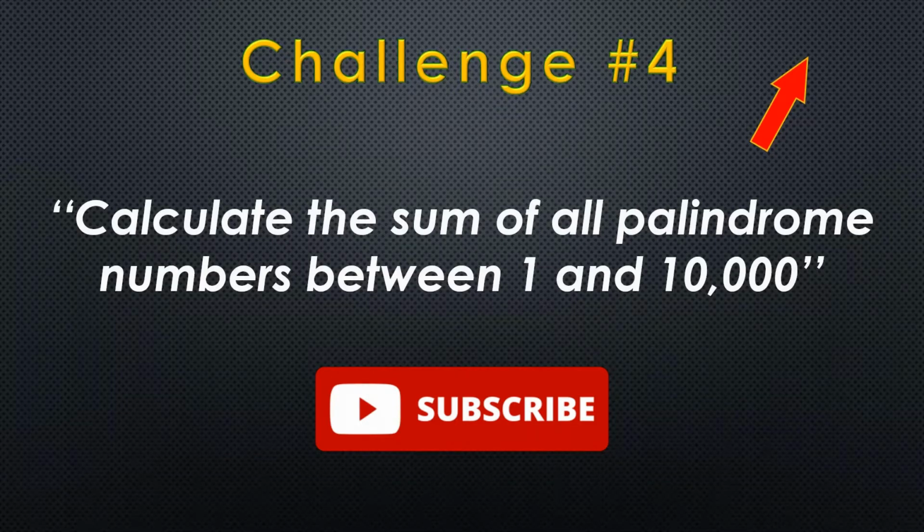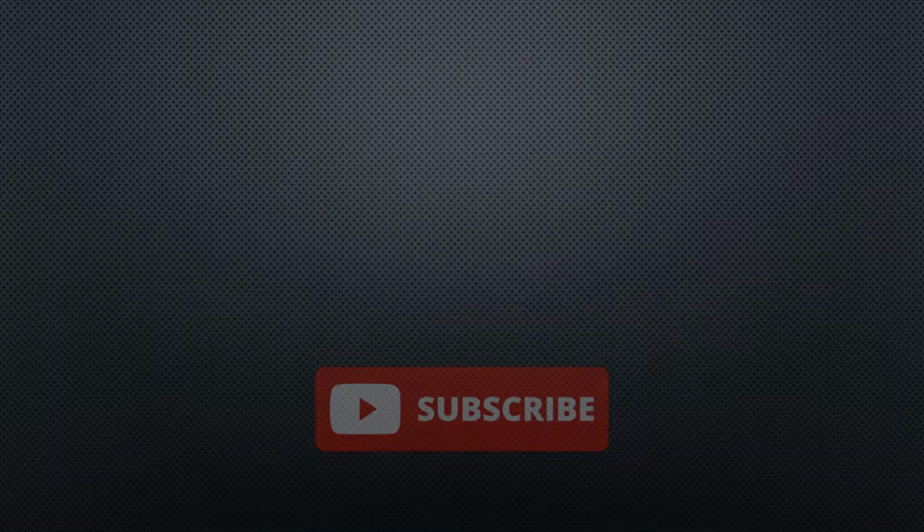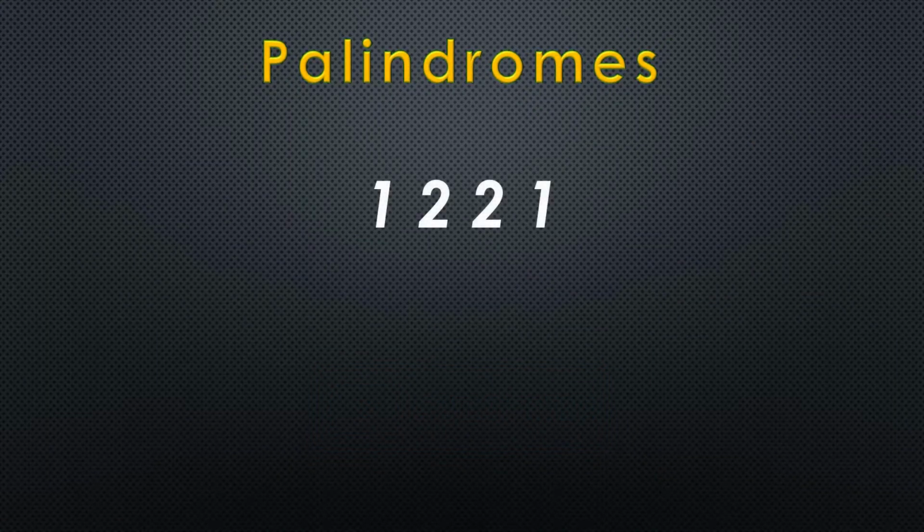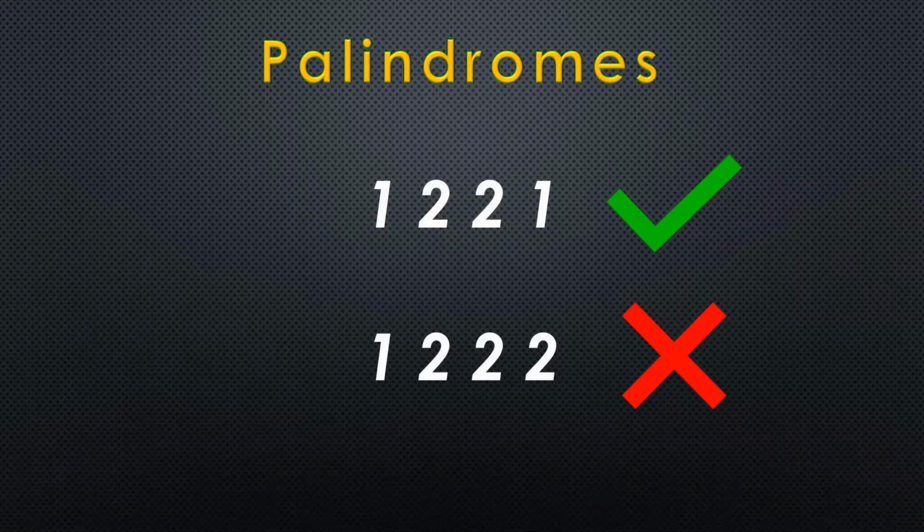However, for those of you who don't know what a palindrome number is, here's a quick explanation. A palindrome number is a number which remains the same if you reverse the order of its digits. So, for example, 1221 is a palindrome number, whereas 1222 is not.